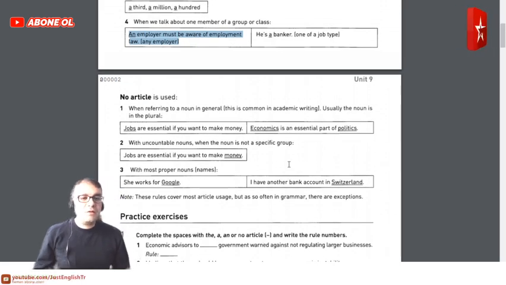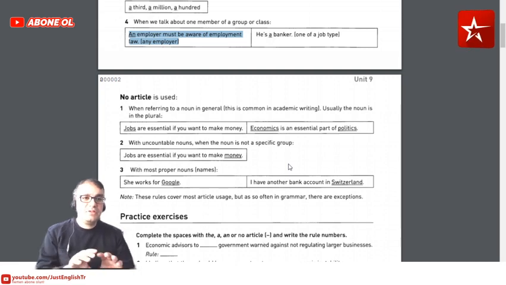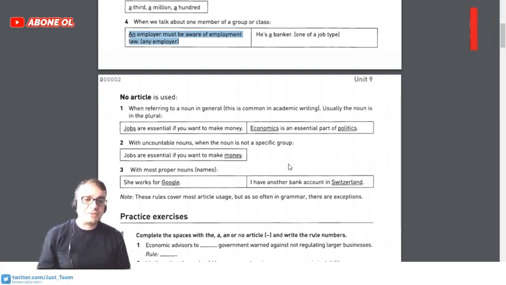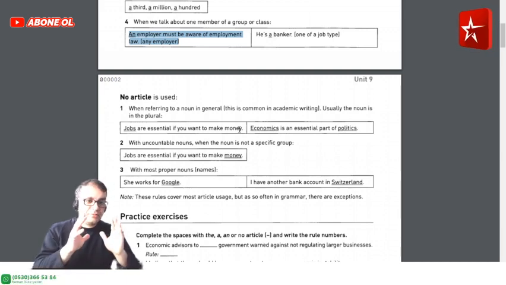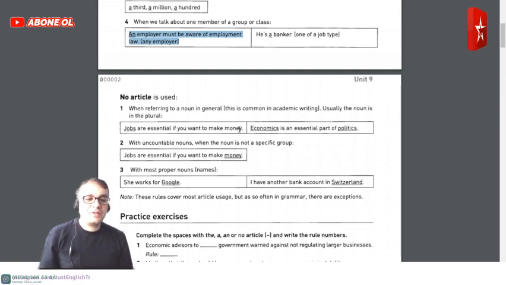Now, in some sentences or passages or statements, we don't have to use any articles at all. So let's go for the first. When referring to a noun in general, this is common in academic writing, by the way, in IELTS. And this is a common trick we use in academic writing. For example, usually the noun is plural. Be careful: "Jobs are essential if you want to make money." Here "jobs" is a plural thing, but we consider it as one target, so here we don't have to use any article.